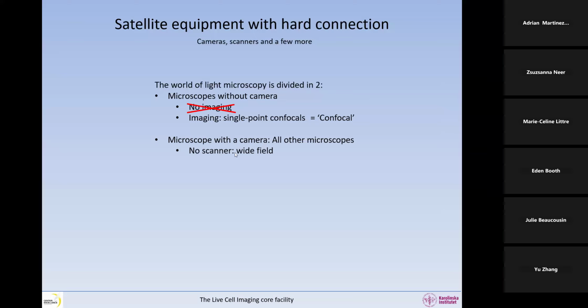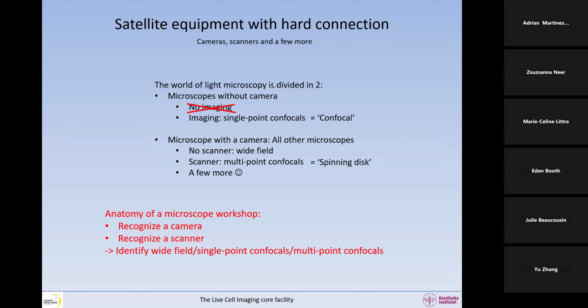If there is no scanner on this microscope with a camera, it's a wide field system. If there's a scanner, it's a multi-point confocal. So single point confocal, multi-point confocal. This is called also a spinning disk. Most people call multi-point confocal spinning disk. To tell you the truth, I have invented this for this course. And there's a few more things, but mostly this is what it is.